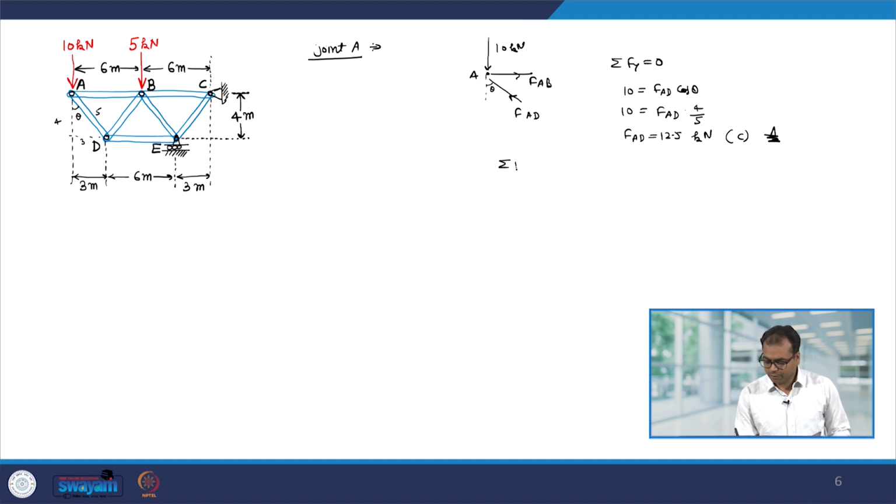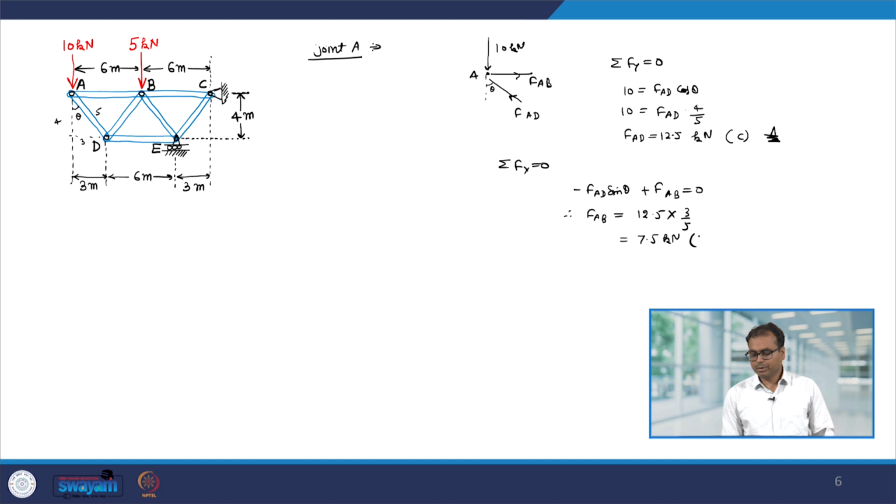Now, let us balance the force along the x direction. So, summation Fx equal to 0. So, we get minus FAD sin theta plus FAB equal to 0. So, this gives you FAB equal to 12.5 into sin theta. Sin theta is 3 divided by 5 and this comes out to be 7.5 kilonewton, and this is the tensile force because it is acting away from point A.